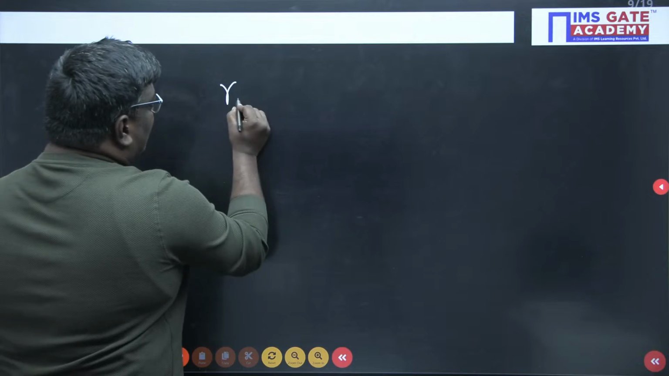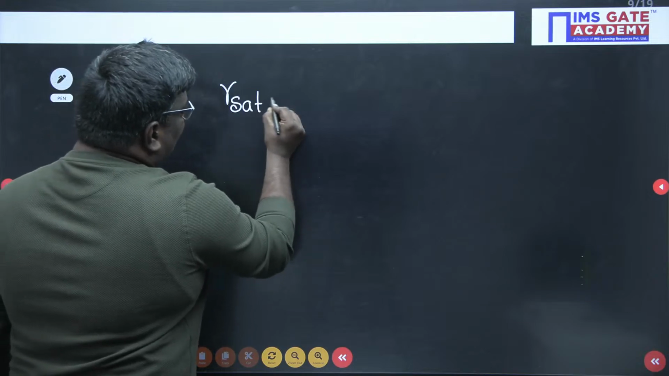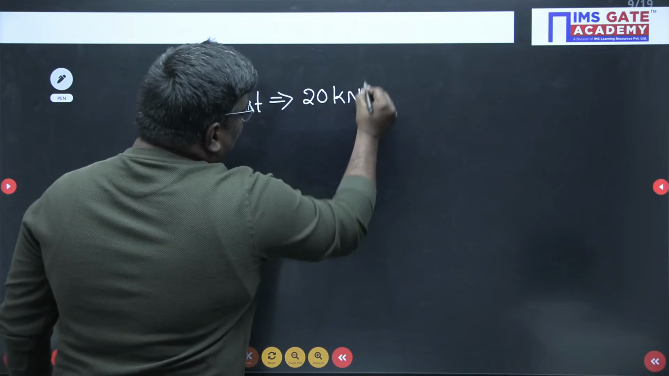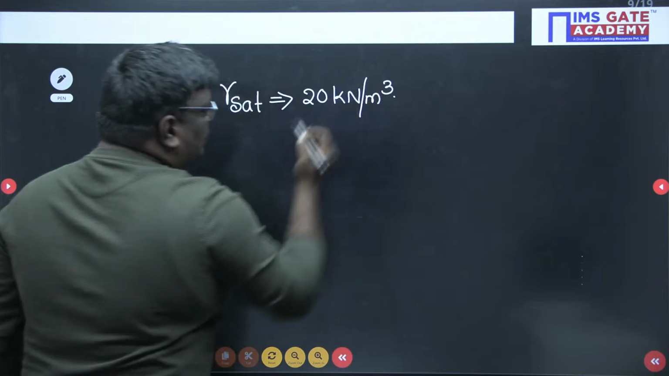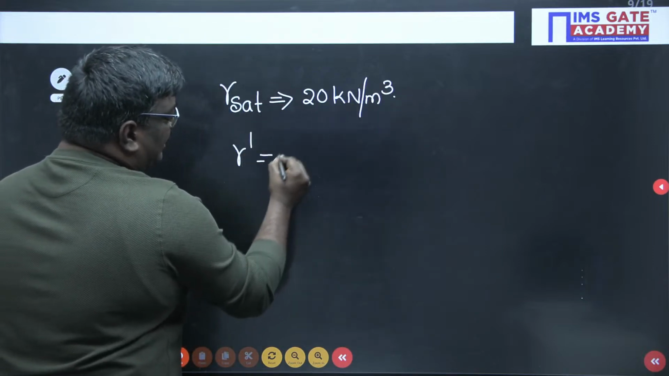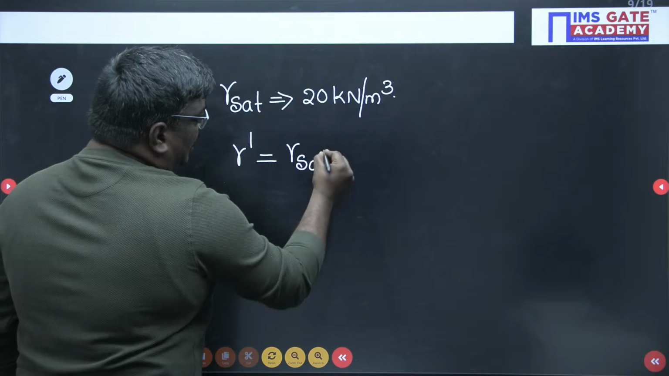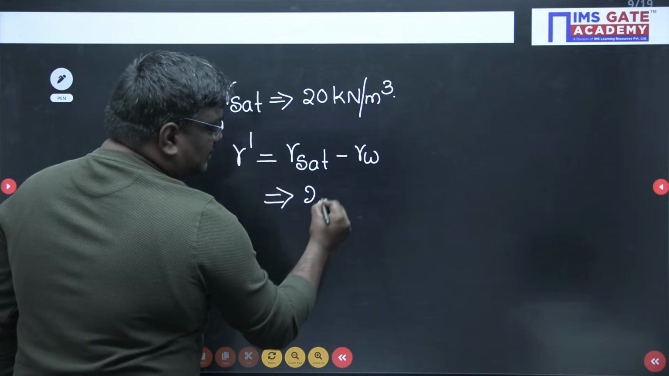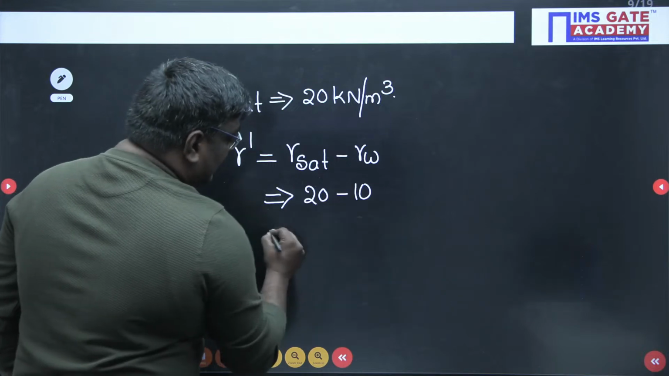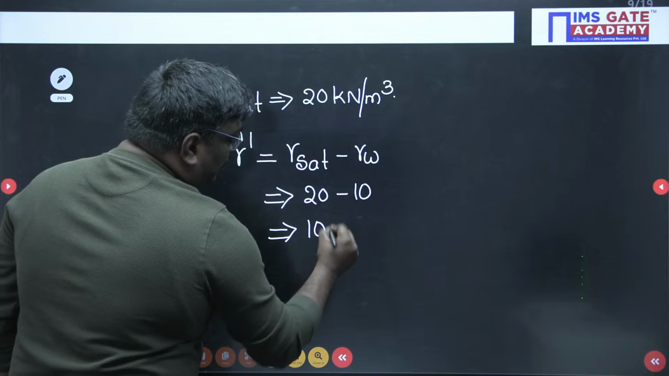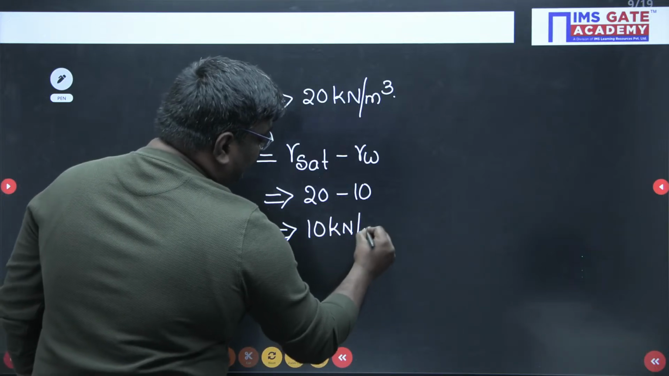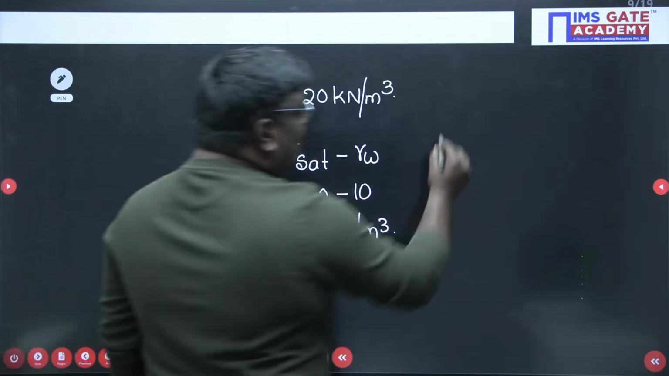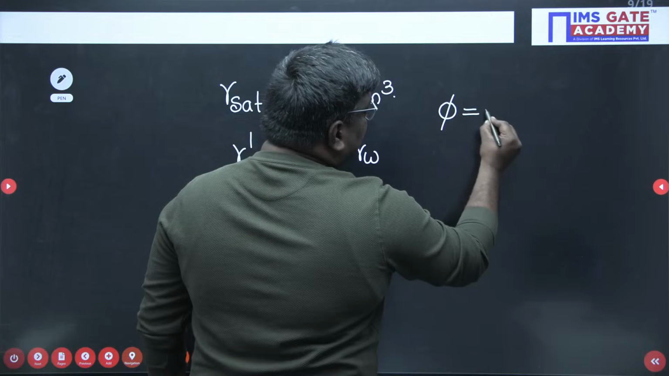They have given the gamma sat value as 20 kilonewton per meter cube. Gamma dash is given by the formula gamma sat minus gamma W, and if I take gamma W as 10, it will be 20 minus 10. So gamma dash will be equal to 10 kilonewton per meter cube. And the value of phi given in the problem is 30 degrees.